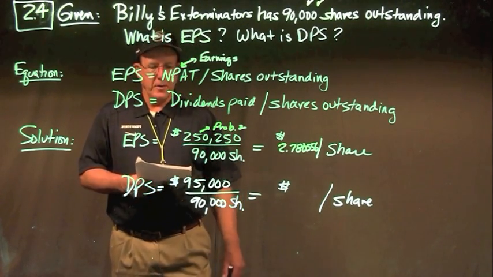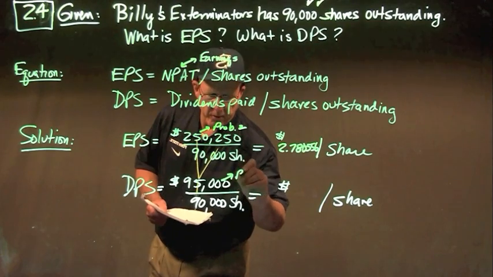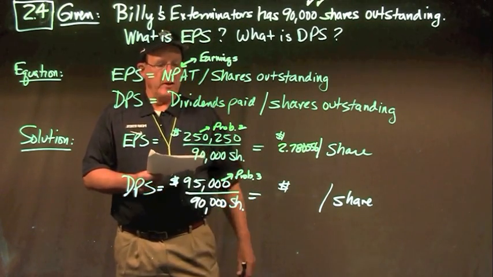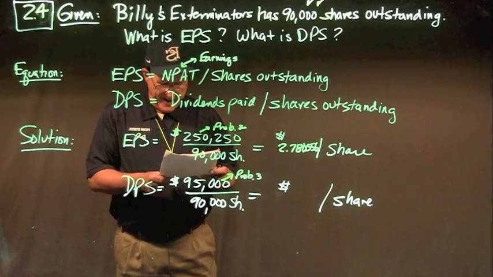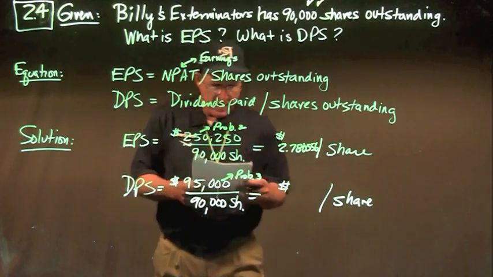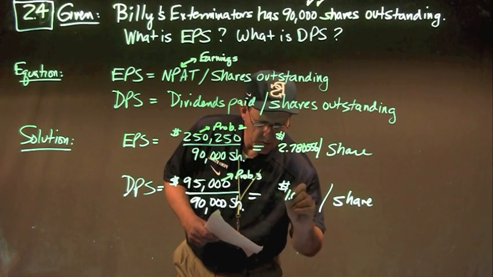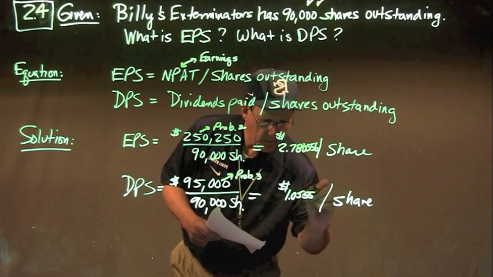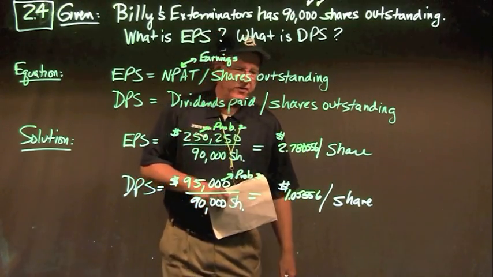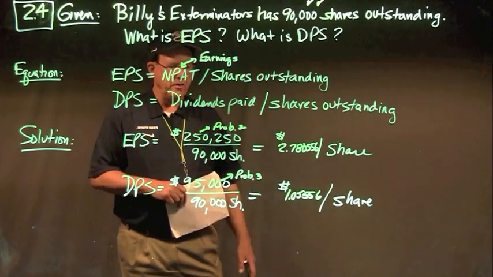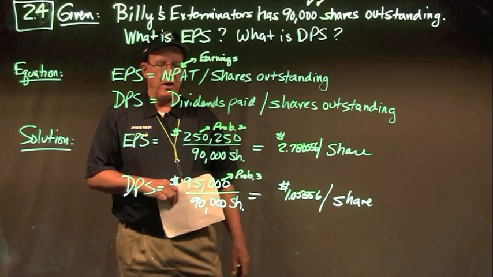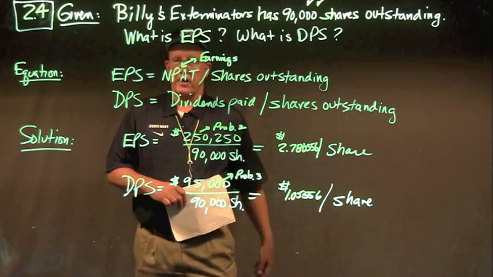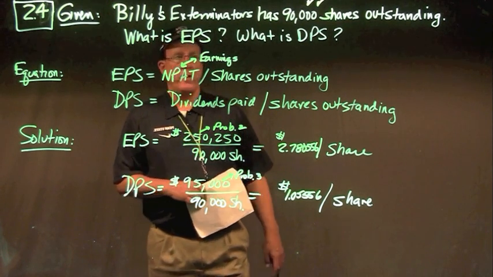Dividends per share is simply 95,000 from problem 3, divided by 90,000 shares from this problem, and I get an answer of dividends per share of $1.05556 per share. Again, I could scrunch that back to $1.06 per share. Again, units are important: dollars per share for both earnings per share and dividends per share. There are your answers to problem 2.4.